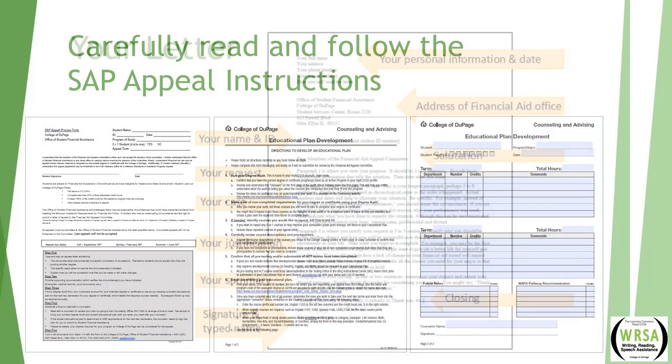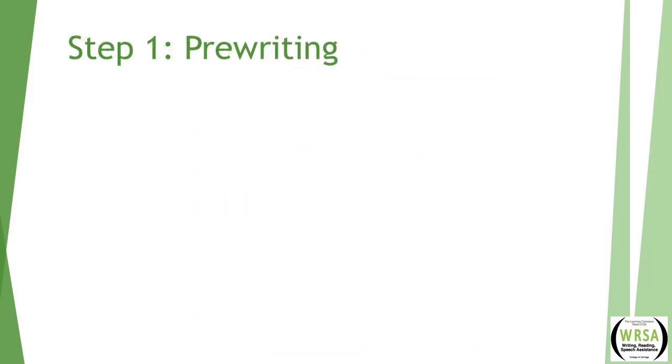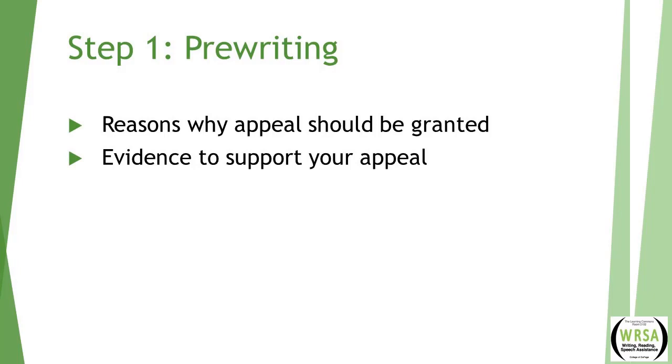So now let's talk about the letter that you need to write to add to what you've got there. Your letter will look something like this, and I'm going to walk you through each of the parts that you need to do. One of the first things that you need to do is some pre-writing. You'll want to maybe make a list or a mind map thinking of all the reasons why your appeal should be granted and what evidence you're going to use to support your appeal when you write your letter.